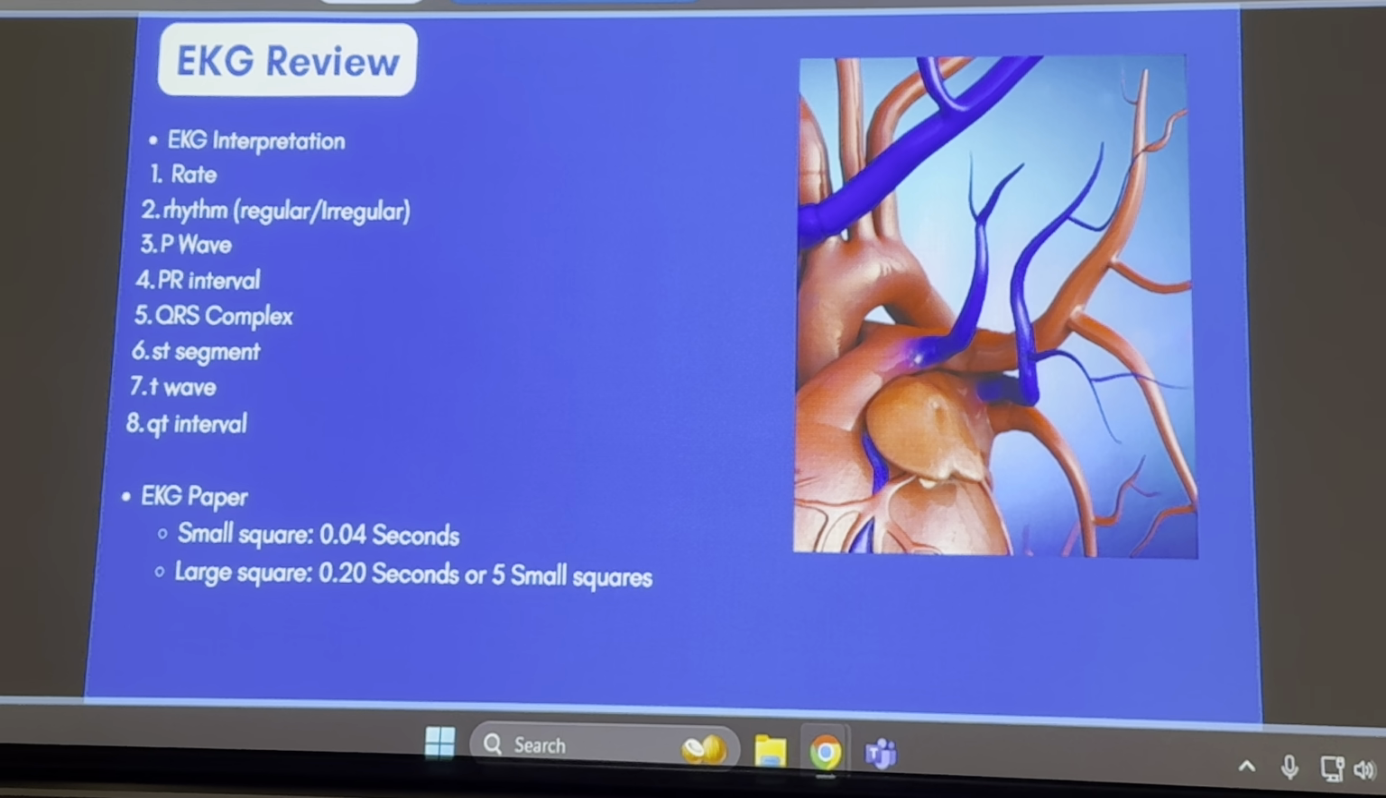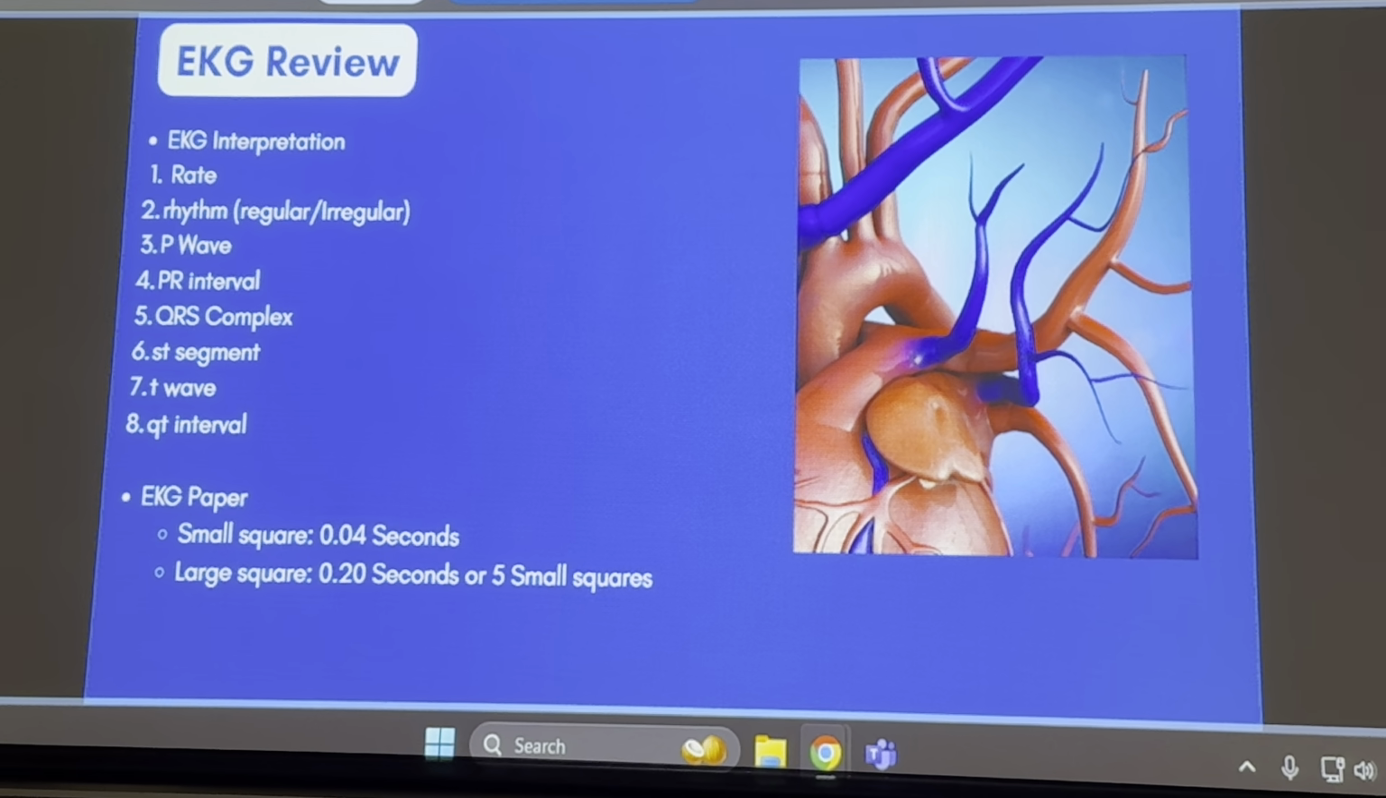All right, number 7, T wave. What's our T wave? The relaxation of the ventricles. I like the ventricle relaxation. Good. Perfect. Not wrong. All right, ventricular relaxation.